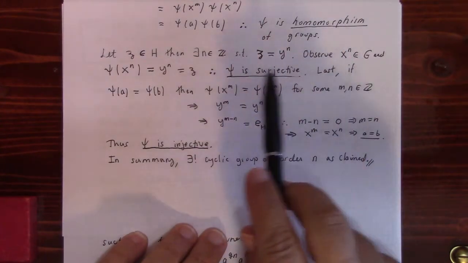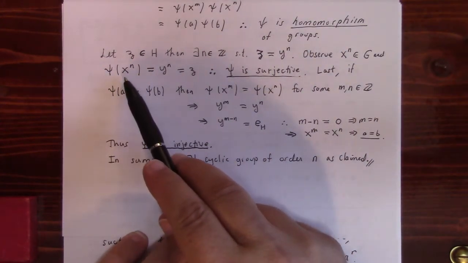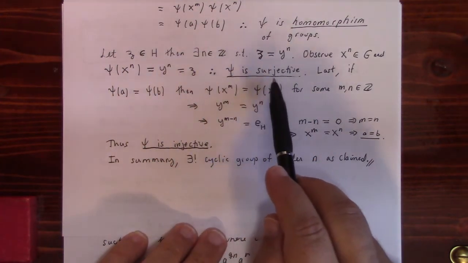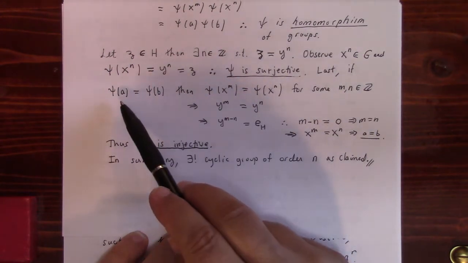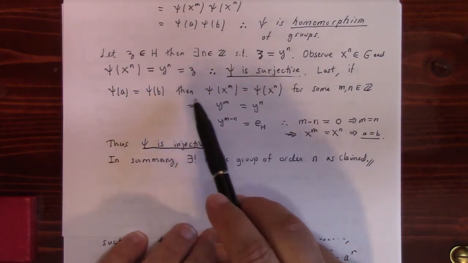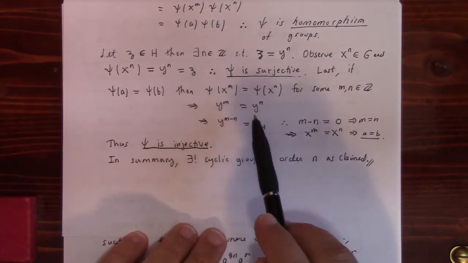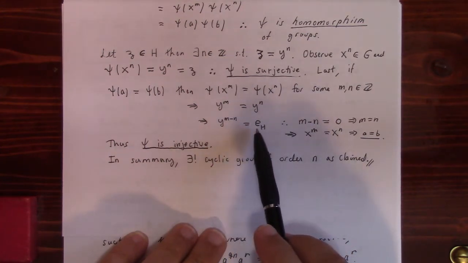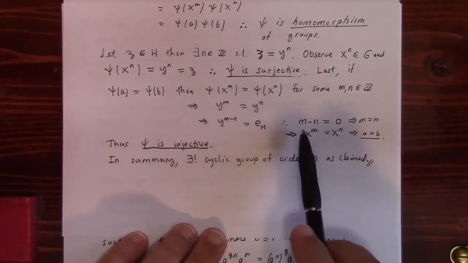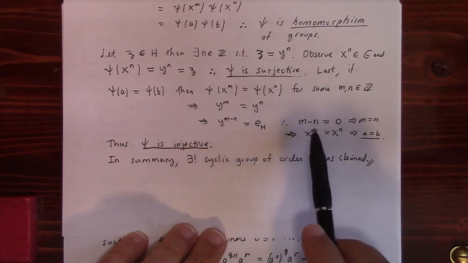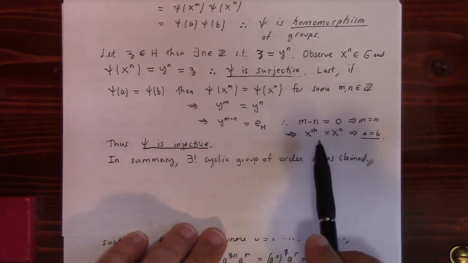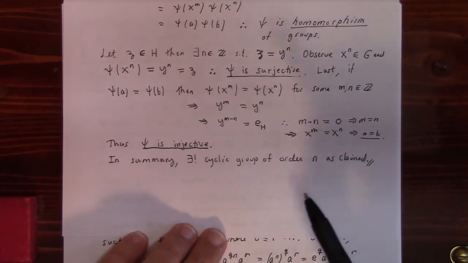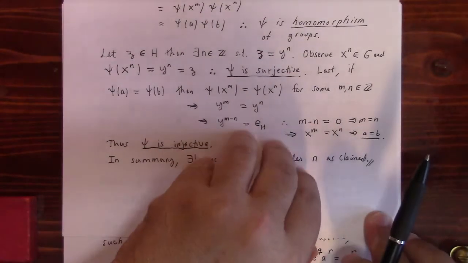Observe, if y^n is in H, then phi of x^n is equal to y^n, which is equal to z, but z was arbitrary, therefore phi is surjective. And finally, if phi of a is equal to phi of b, that gives us this, which gives us that, which then multiplying by y^(-n) on both sides gives us this, right? Thus, m minus n has to be equal to 0, and that follows m equals n, which then tells us, tracking back, a equals b, which is to say phi is injective. In summary, there exists a unique cyclic group of order n as claimed.